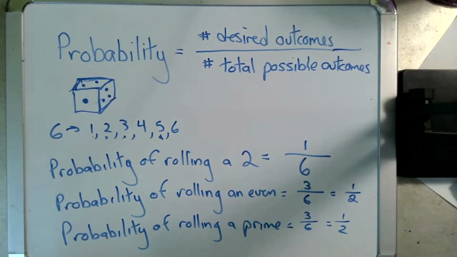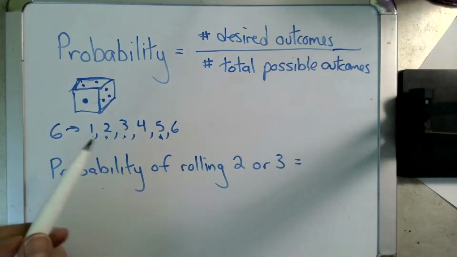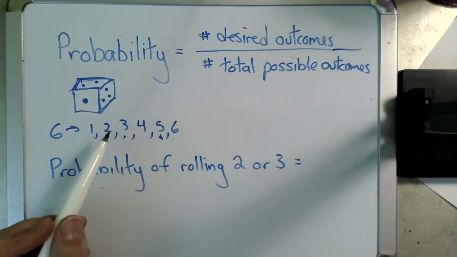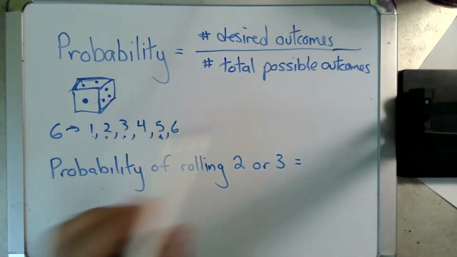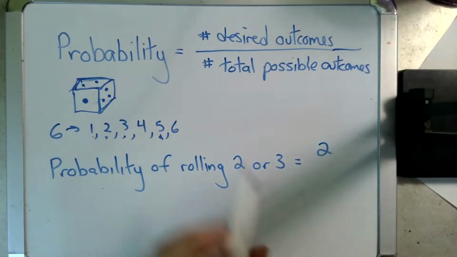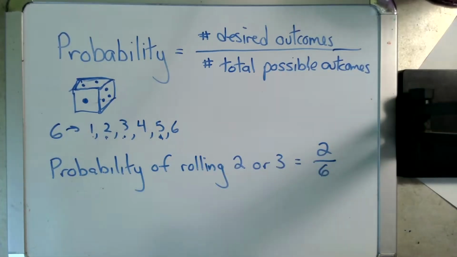So that's 3 out of 6, or 1 out of 2, or a 50% chance. Let's examine the concept of "and" or "or" when it comes to probability. The probability of rolling a 2 or a 3. Well, desired outcomes: 2 is a desired outcome, 3 is also a desired outcome. There are 2 ways to satisfy that. Total possible outcomes, still 6. So 2 out of 6, or 1/3.